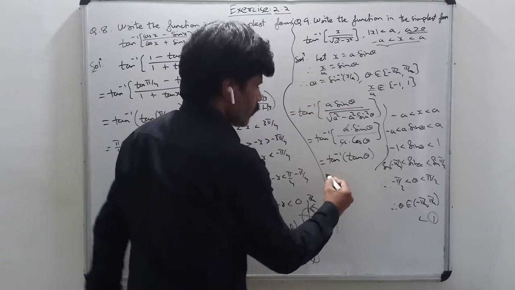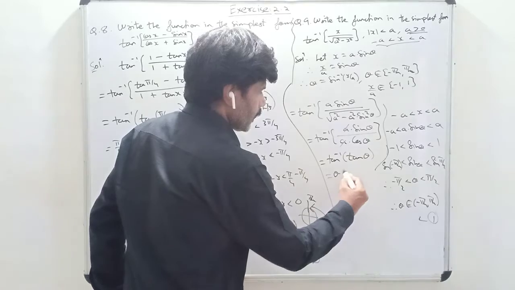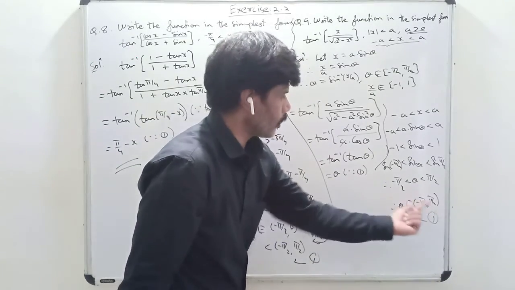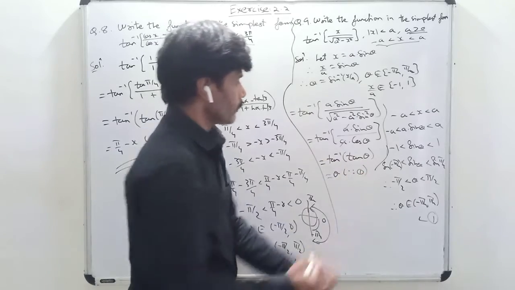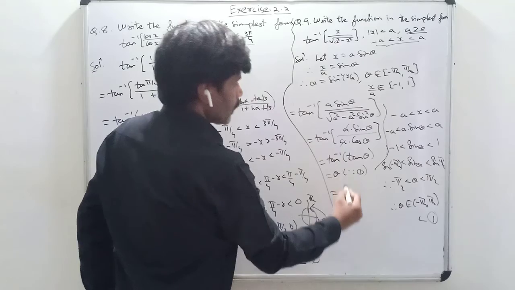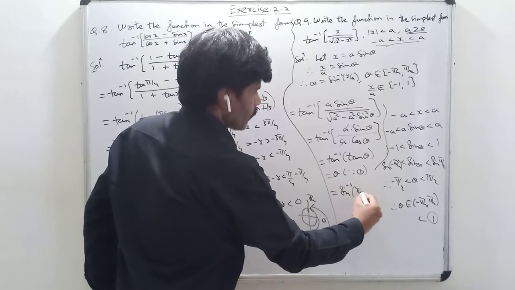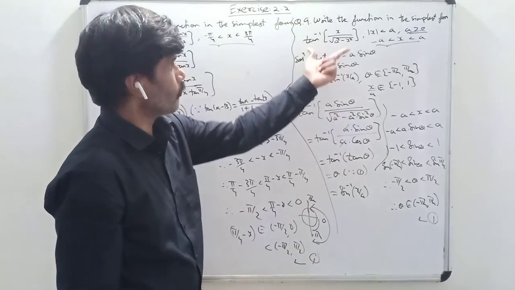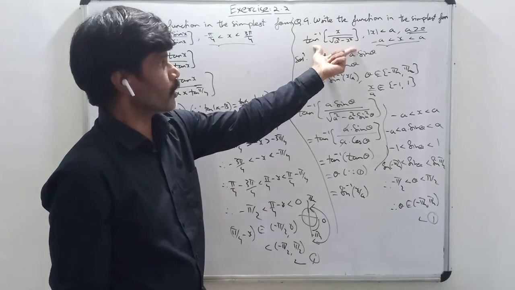Now tan inverse of tan of theta, I can write theta because of this one. What this one is saying is that theta is in the domain of the tan function. So tan inverse of tan of theta is equal to theta. And what is this theta? Sin inverse of x by a. So this is the reduced form. Sin inverse of x by a is the reduced form of tan inverse of x upon root of a square minus x square.